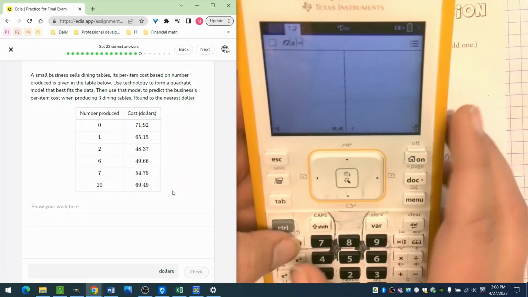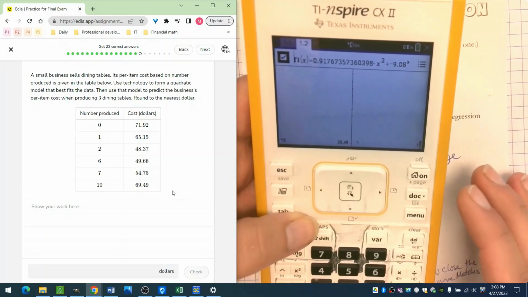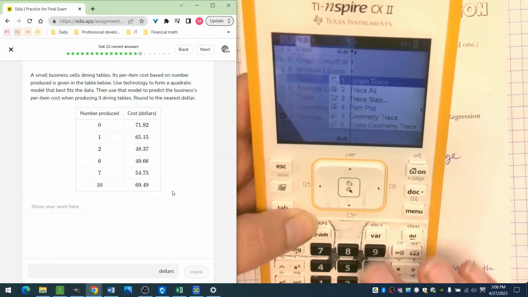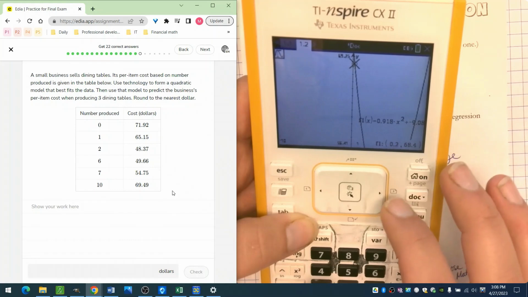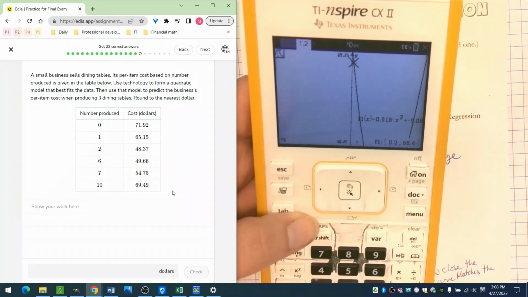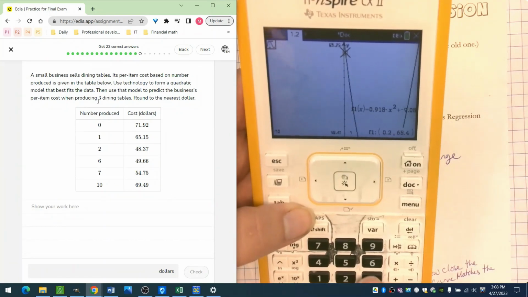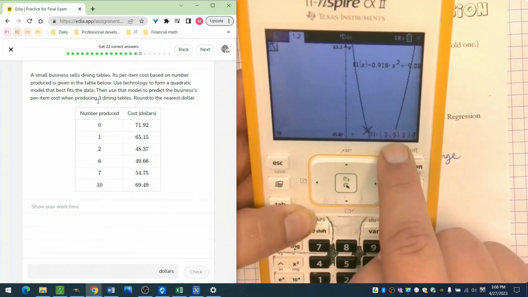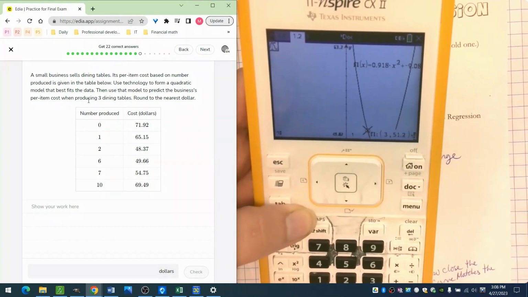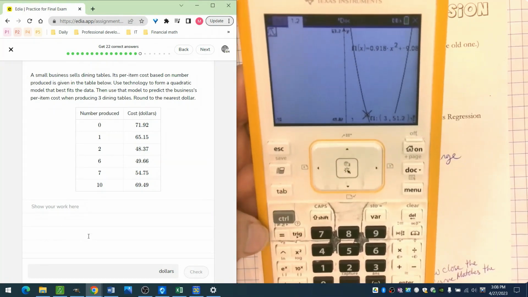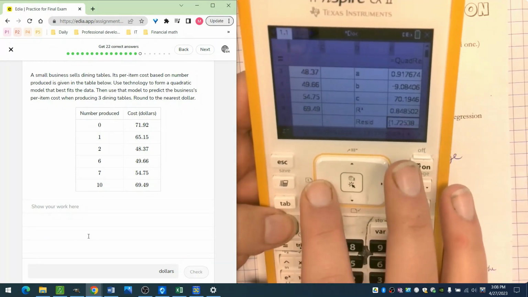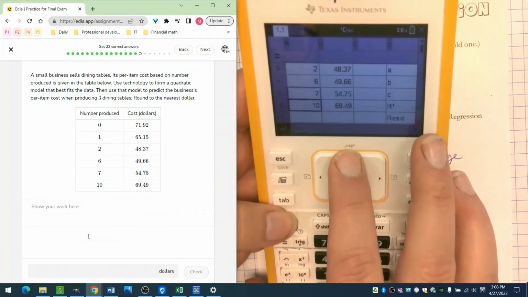Menu 3.1. Press up, make it graph. Menu 5.1 to trace. I want to go to 3. So I'm going to put in 3. 51 or 52 is going to be my answer. Oh, please. Before I do, I'm going to just double check that I put in my data right, because I don't want to do this again.